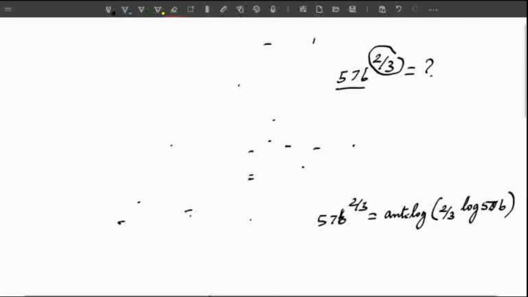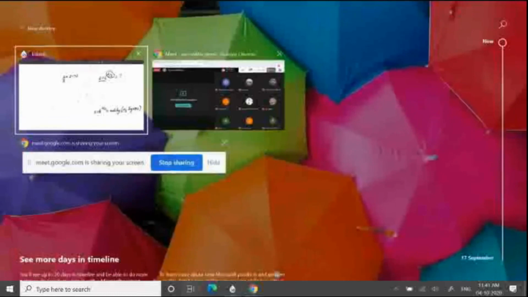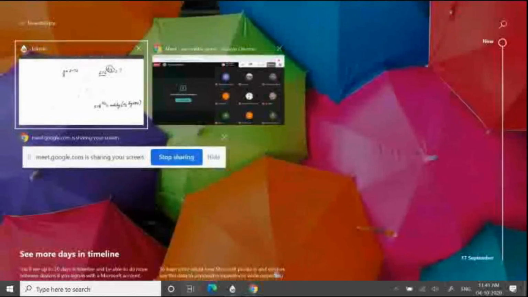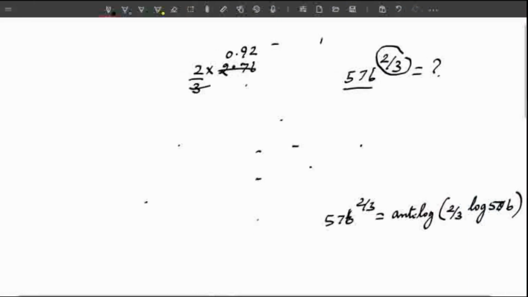Look, you have your ready reckoner. It is equal to 2 point, log of 576. What comes for 2 point? 2.76. Then you should multiply with the small power, 2 by 3. See what comes when you multiply. This comes to 1.84. Okay.